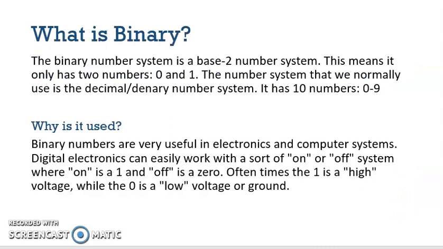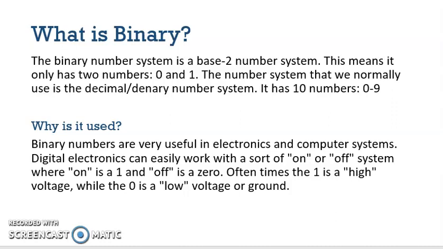So first off, what is binary? Well, the binary number system is a base 2 number system. This means it only has two numbers, which are 0 and 1. The number system that we normally use is the decimal or denary number system, and it has 10 numbers. Now, remember, computers start counting from 0, so 0 to 9 gives us 10 numbers.